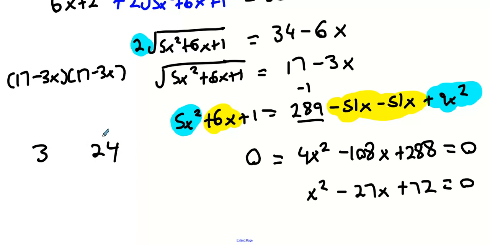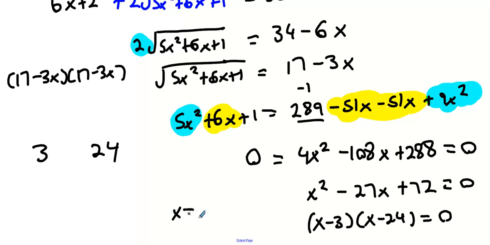What's 3 plus 24? 7. So I'm going to get x minus 3 and x minus 24 equal to 0, yeah? And then the two answers are x equals 3 and x equals 24. Right, guys, that took a lot of effort, right? Sustained pressure.